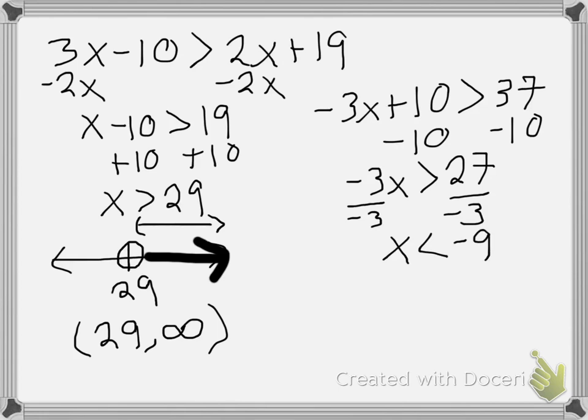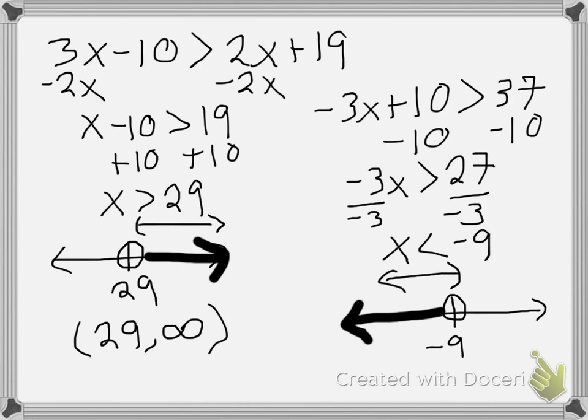All right, so how does this look? Well, we have 1 point. It's at negative 9. It is an open circle. We fill in to the left because it's less than, because we had to switch our sign. Okay, so that gives us our little parenthesis going that way. So what do we have? We have negative infinity to negative 9.